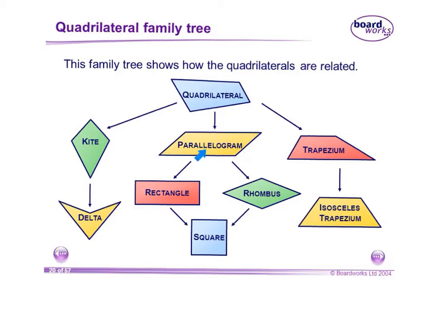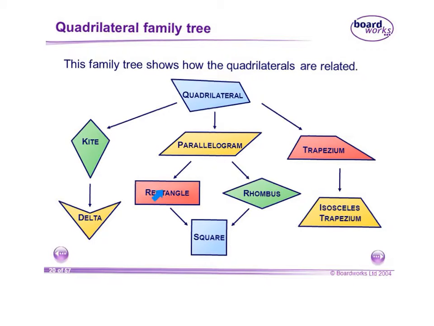So a parallelogram has two opposite pairs of parallel lines. A rectangle is a special example of a parallelogram. It's a parallelogram that has right angles. So a rectangle can be called a quadrilateral, it can be called a parallelogram, but it's also a rectangle.